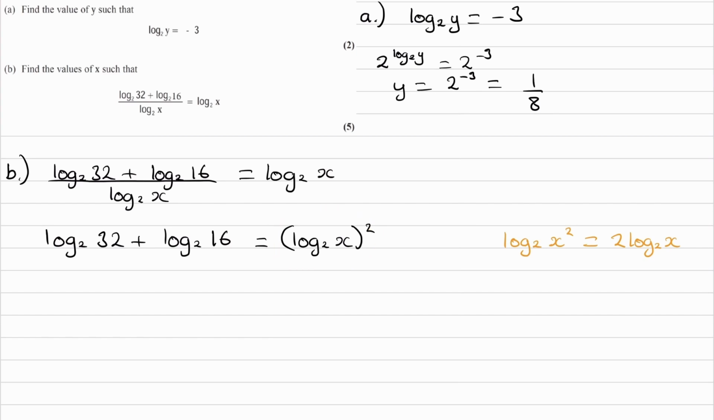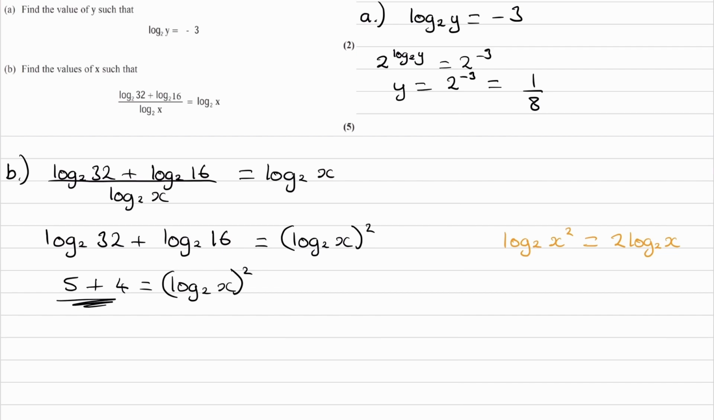The left-hand side is just a number. So log to the base 2 of 32, log to the base 2 of 16. You can do this in your calculator, but if you wanted to do it mentally, you just have to think about what power do I have to apply to 2 to get 32? And what power do I have to apply to 2 to get 16? And those would be 5 and 4 respectively. So this just becomes 5 plus 4 is equal to log to the base 2 of x, all squared.